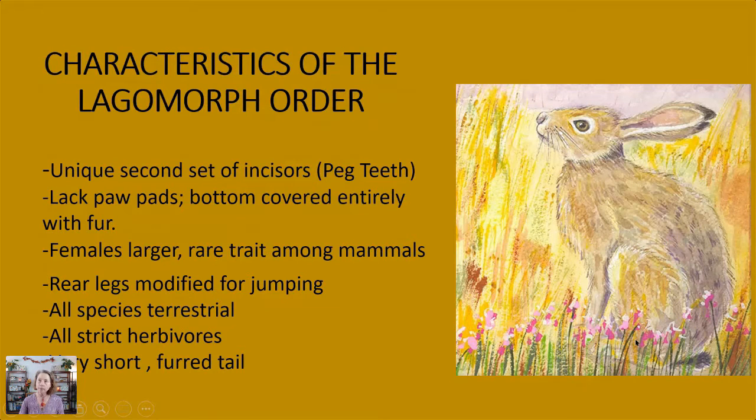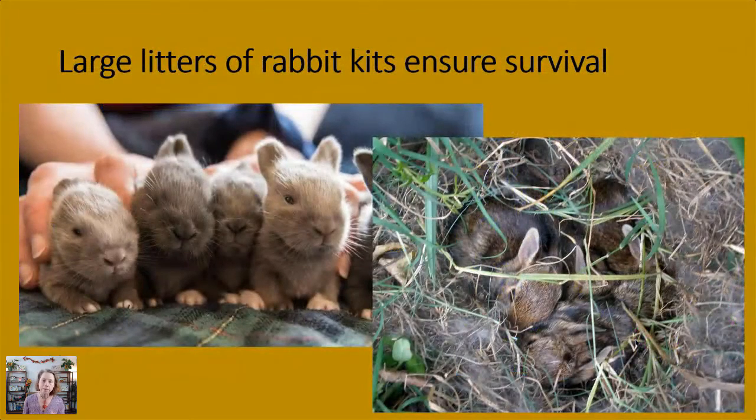So that's kind of similar to kangaroos, right? And you may have sketched kangaroos, which are a type of marsupial, with me last year, but they're not closely related at all to rabbits, except for the fact that they're both mammals. And all of them are terrestrial, which means none of them live in the ocean or rivers or lakes. They're all strictly herbivorous or vegetarians, and they have a very short furred tail. So, those are some of the things you've probably noticed already.